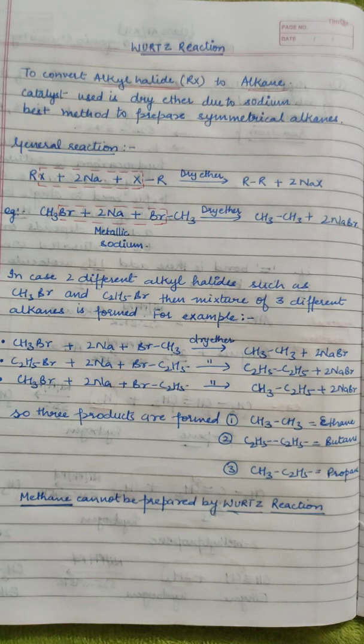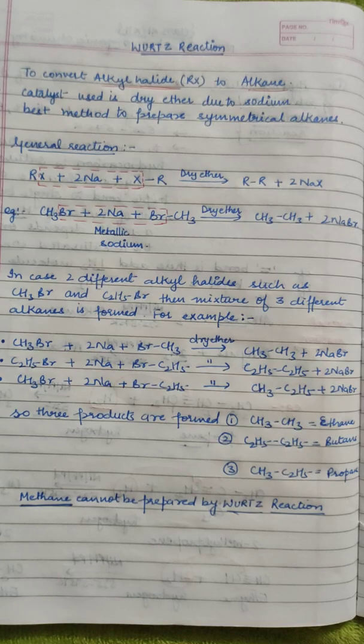Why do we use dry ether for this particular reaction? Because we are going to add sodium in the reaction. So sodium needs a dry environment. That's why we use dry ether over here. Now this is the best method to prepare symmetrical alkanes.